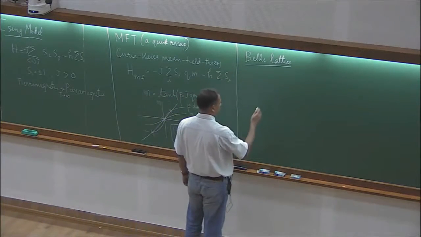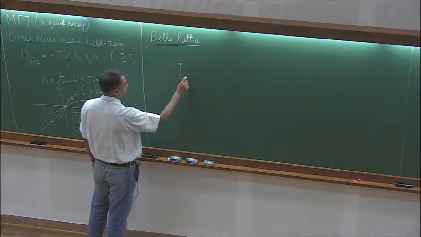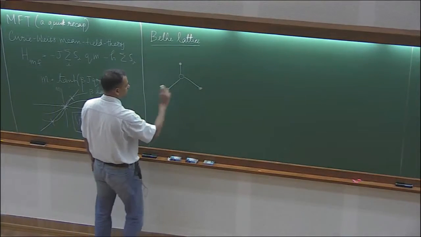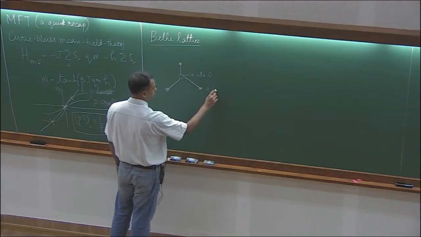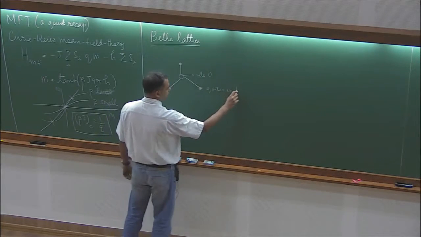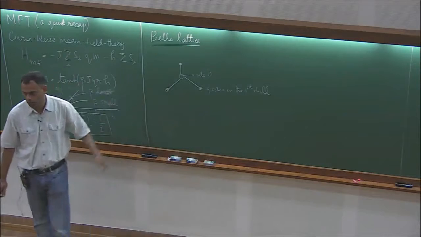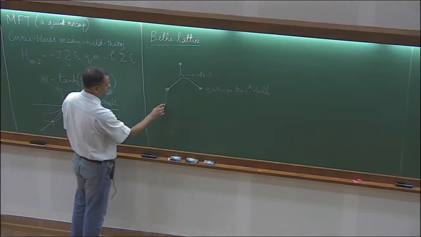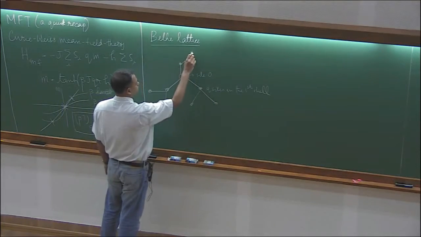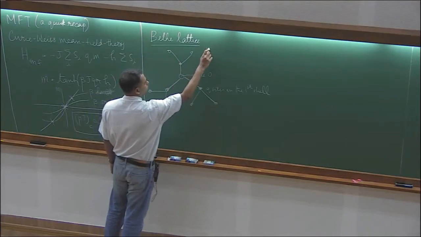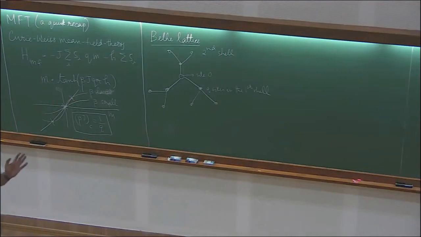So the Bethe lattice construction is as follows. You take a central site, which I'll call site 0, and you connect q sites to that. There are q sites in the first shell. In this case, q equal to 3. I then connect q minus 1 to each of them. So that is 2 more. That's the second shell. And then you go out as many shells as you want.